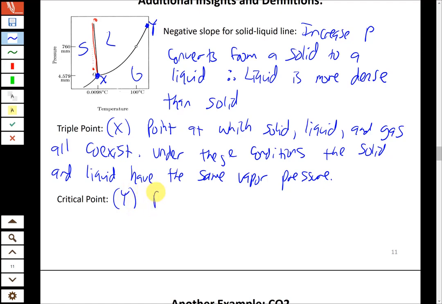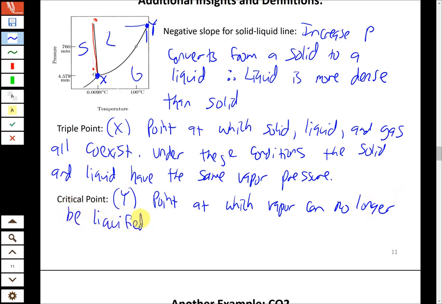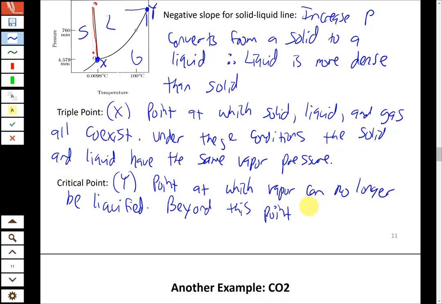So when you get to the critical point, this is going to be the point at which the vapor can no longer be liquefied. So if you go beyond this temperature and pressure here, further up and to the right, at that point you can no longer liquefy the vapor anymore. So beyond this point, you don't really have separate liquid and vapor phases. Beyond this point, you have what's called a supercritical fluid, and they're kind of indistinguishable from each other. There's no clear distinction between liquid and vapor at this point.